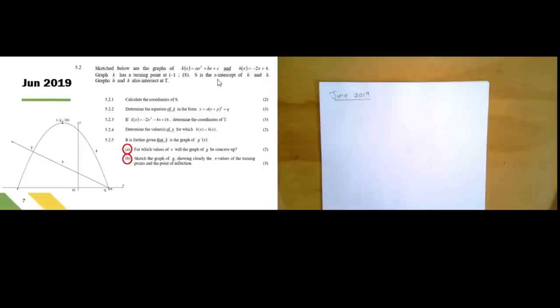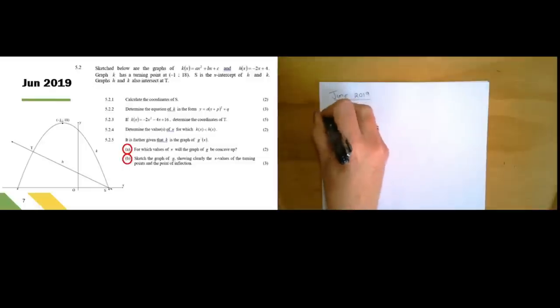S is the x-intercept of h and k, and the graphs h and k also intersect at t. So we've gotten the sketch of a parabola and a straight line. Now by 5.2.5, they said, if it is further given that k, this parabola, is the graph of the first derivative of g. Nowhere have they spoken about g before. So g is a cubic graph, and they're not telling you that k is actually the graph of its first derivative. For which values of x will the graph be concave up?